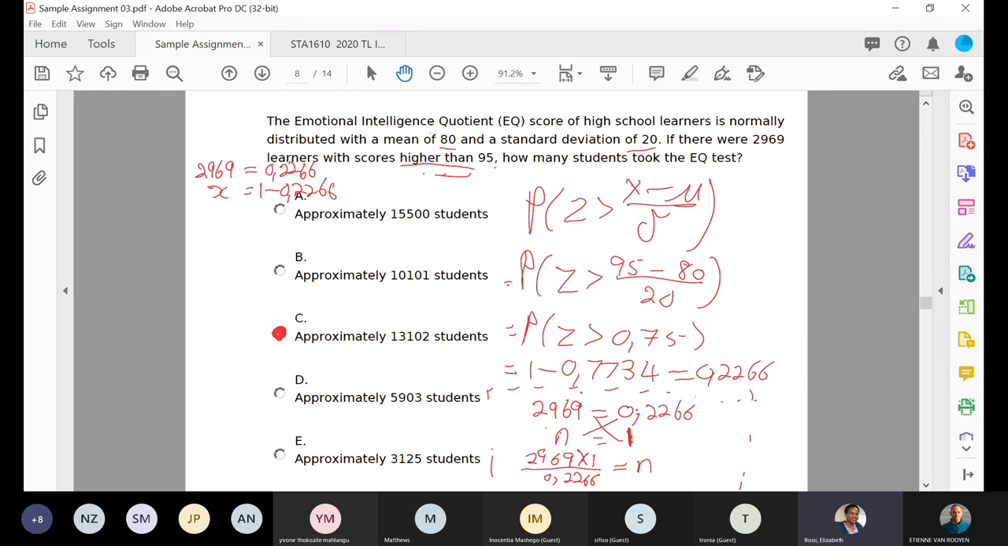So if I want to get those who did not get higher than 95, that will give me 1 minus 0.2266, which we know is the same as 0.7734. So I'm going to cross multiply this way with 2,969 multiplied by 0.7734, divided by 0.2266, and that will give me my x.